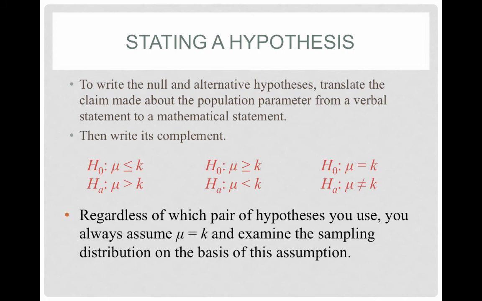Okay, regardless of which pair of hypotheses you use, you always assume mu equals k and examine the sampling distribution on the basis of this assumption. All right, I know that probably sounds like some foreign talk to you guys, but don't worry, it'll all make sense soon.